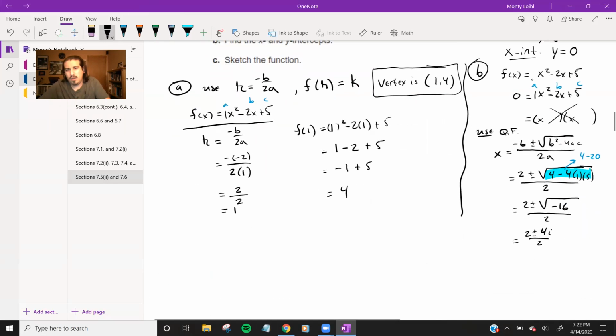And to do that, you could separate these into x equals 2 over 2 plus 4i over 2, so separating the fraction. And x is equal to 2 over 2 minus 4i over 2, right? So then this is equal to 1 plus 2i, and this here is 1 minus 2i. So here are your x-intercepts, or you could write them as points if you wanted to do that as well. But yeah, that is using your quadratic formula here, right? So it would be like 1 plus 2i.